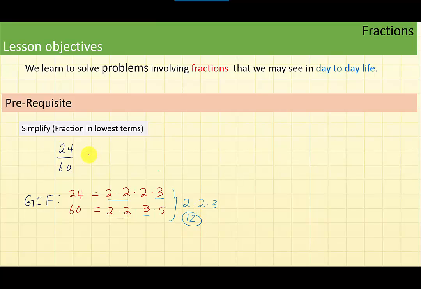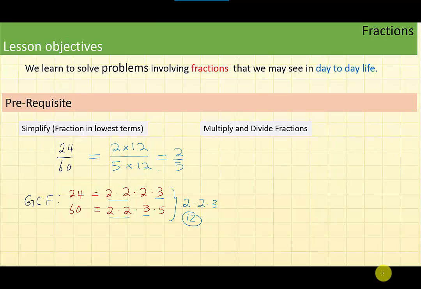So that means both 24 and 60 are divisible by 12. So 24 is 2 times 12, and 60 is 5 times 12. Now we can cancel out this 12, so we get 2 over 5.